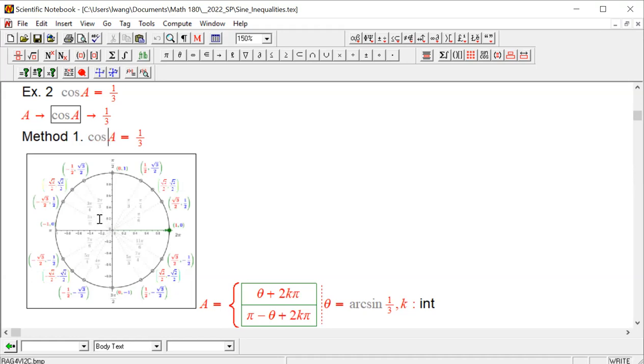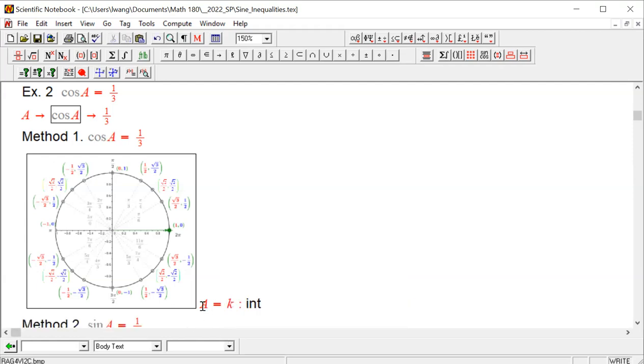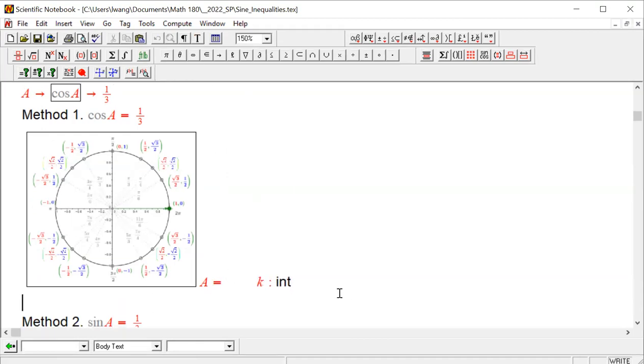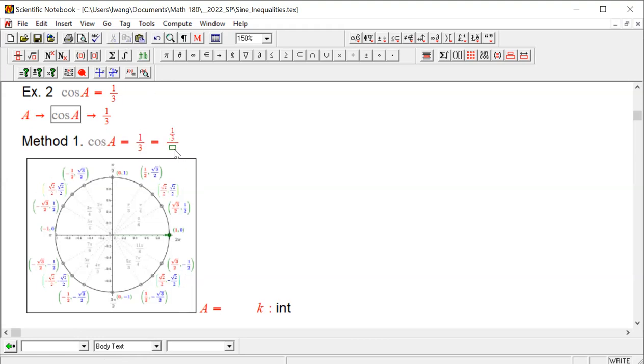If we look at the unit circle, of course, these answers no longer fit our situation, so I'm going to just leave it blank here. We know in the end we're going to have a solution that has something to do with k, but for the moment we're going to just leave it there. Cosine A equals 1/3. If we look at the unit circle, does it have a place? Certainly, you can see it as 1/3 over 1.